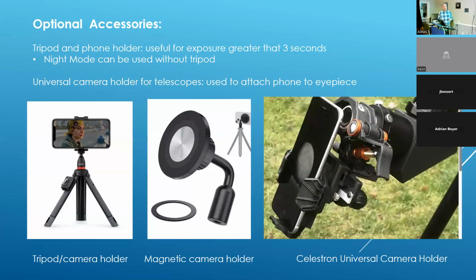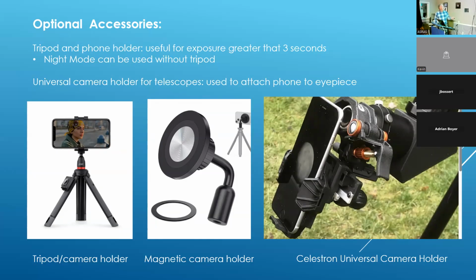So there are some optional accessories. I want to emphasize you don't need any of these to really do the photography at night. But if you do have, like, a 30-second exposure, you certainly want a tripod to hold the phone. That's difficult. I can go up to 10 seconds on mine, and I've gotten away with it, resting it on the eyepiece, for example. But generally, you want to hold it with something.